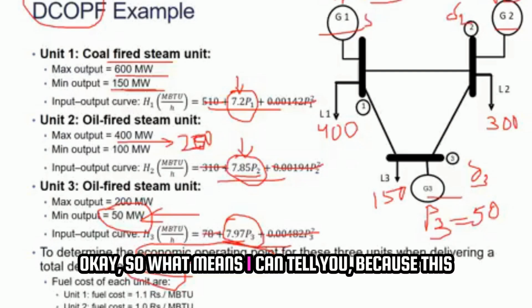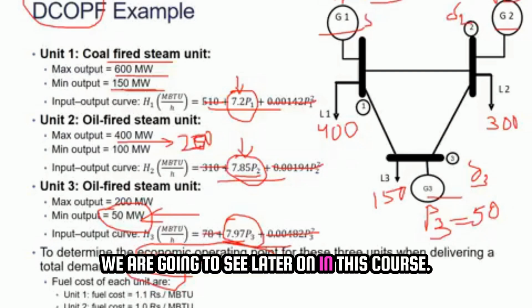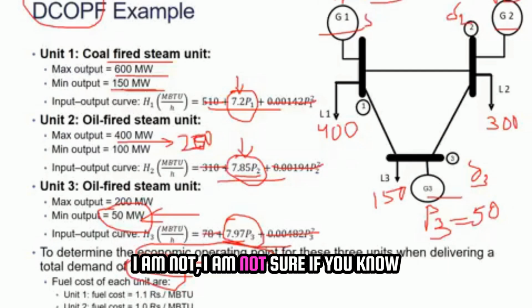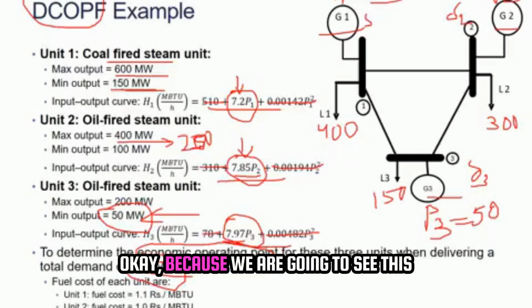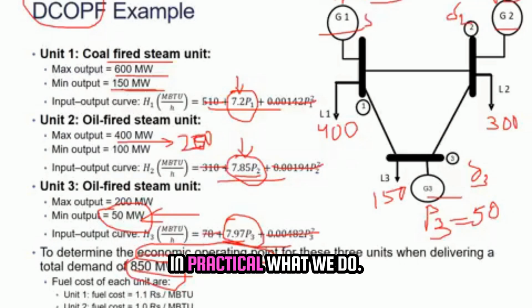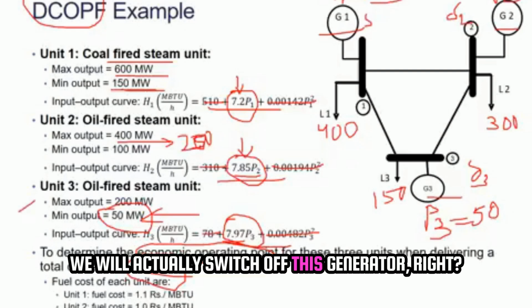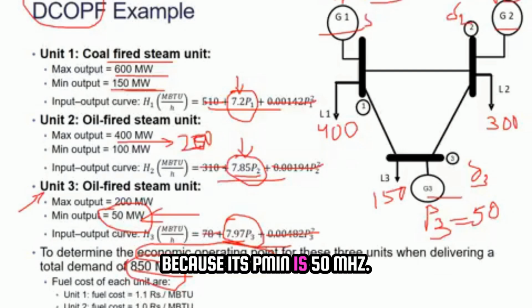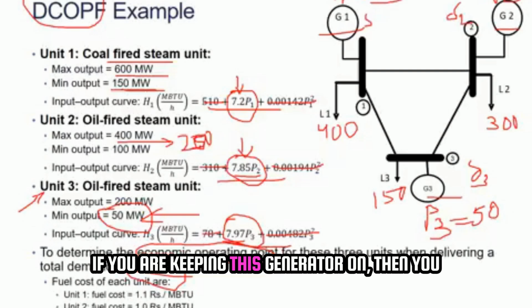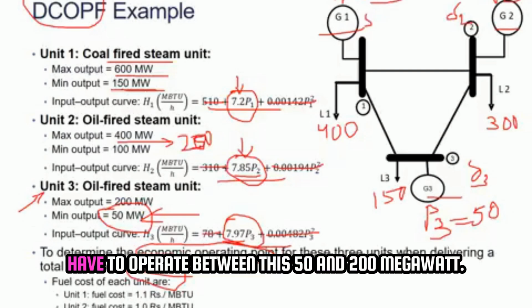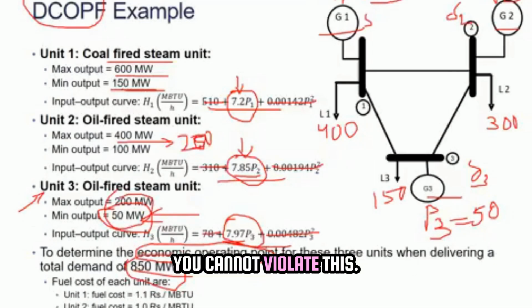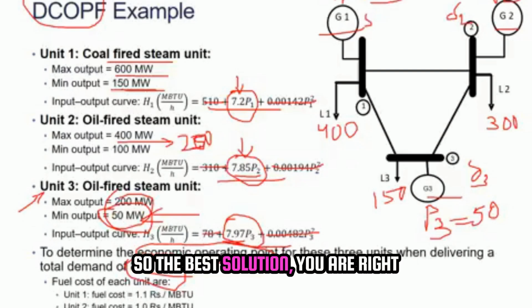I can tell you, because we are going to see this later on in this course. I'm not sure if you know about unit commitment or not. Are you aware of this? Okay, because we are going to see this in practice. What we do is actually switch off this generator, because its Pmin is 50 megawatt. If you are keeping this generator on, then you have to operate between 50 and 200 megawatt. You cannot violate this. You are right that it is an uneconomical solution.